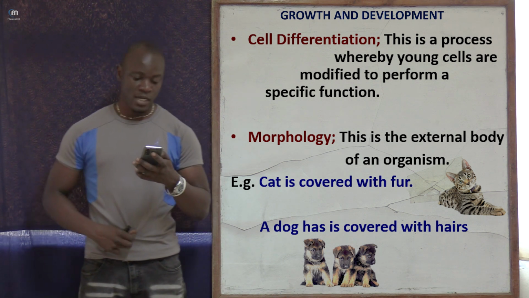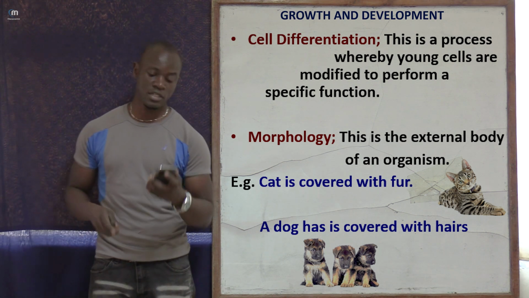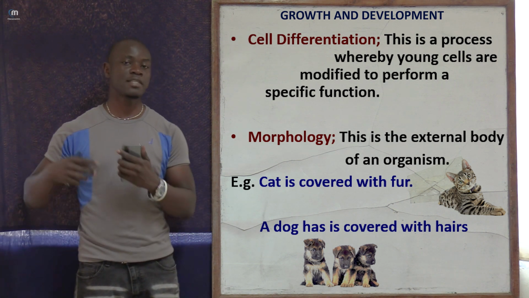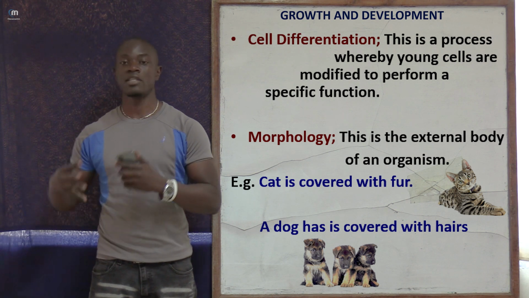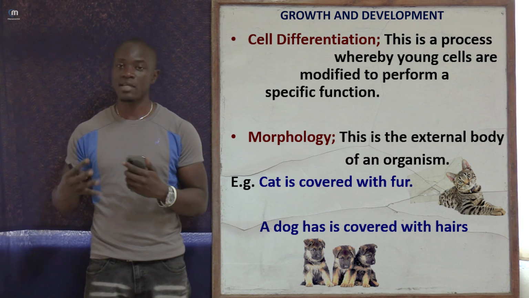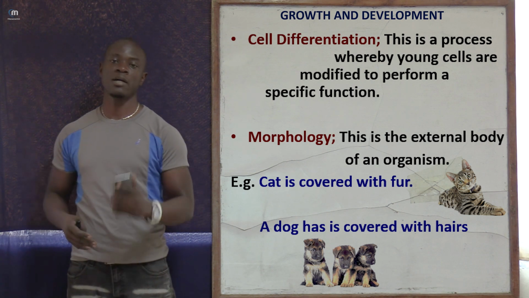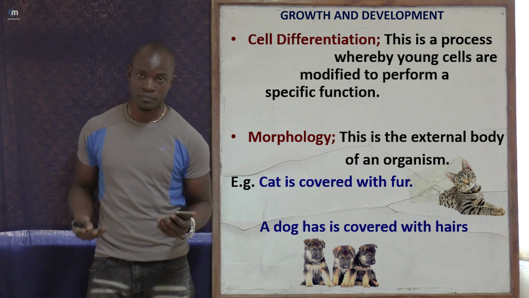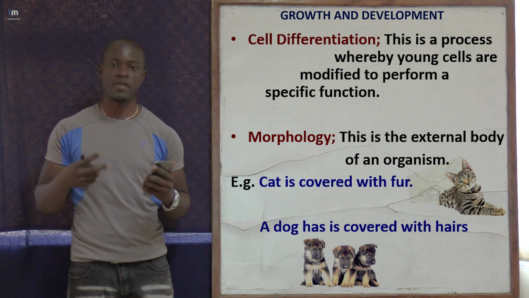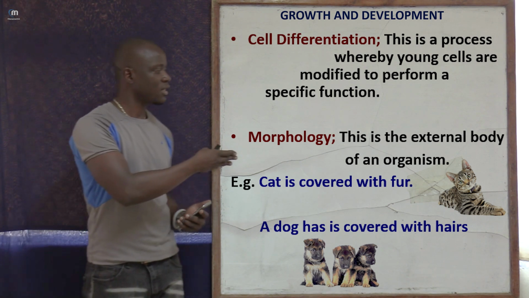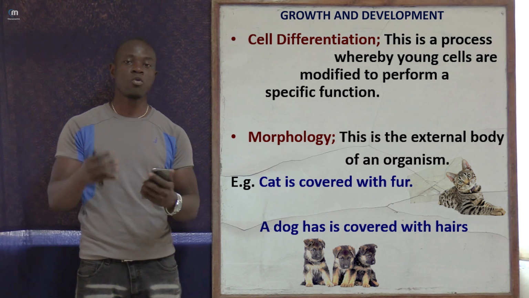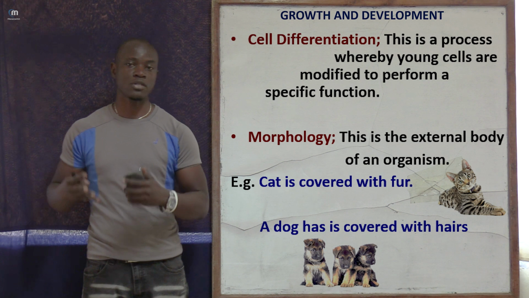So the other definition of term, we look at morphology. So what is morphology? Simply, morphology is the study of the external surface or the structure of living organisms. Remember, that is what is called morphology. For instance, if we talk about the fur on the cat, that is morphology, because we are talking about what covers the external body part of the cat.